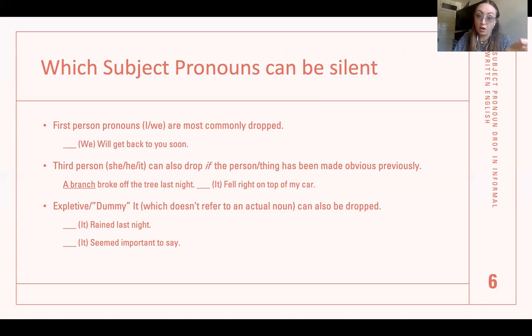So here we have it with a non-person subject, which is a branch. It's a thing, right? A branch broke off the tree last night, fell right on top of the car. In this case, we're dropping it, and it seems fine. So we can also seem to drop it when it doesn't refer to an actual thing. So something like an expletive, it rained last night, it doesn't refer to the weather or clouds. It seemed important to say. It's just there to fill the place of the subject, and it doesn't really refer to anything. So those are fine to go. We don't really need them anyway. So you can just say, seemed important to say.